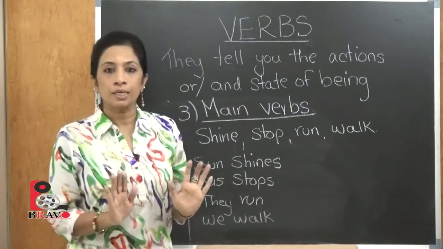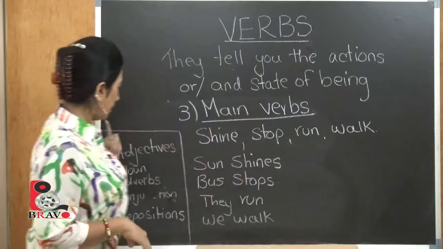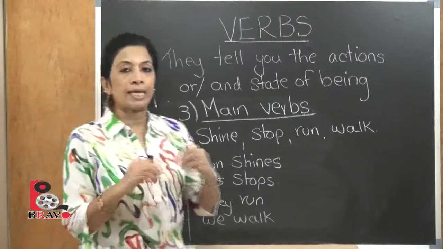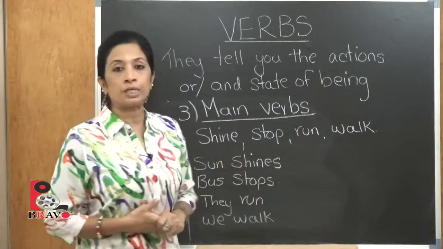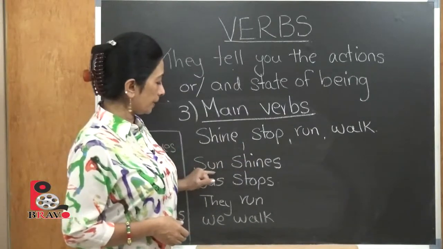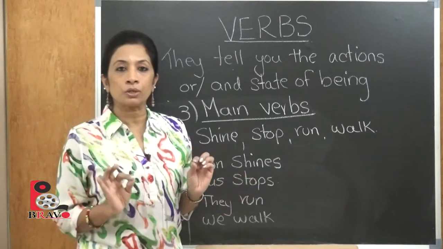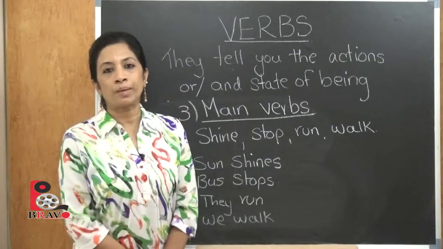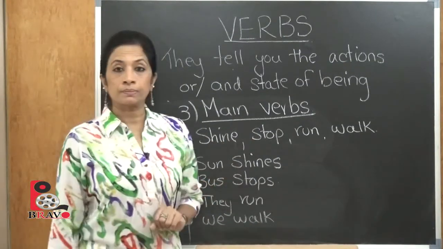Sun shines. You don't need any additional words, any additional adjectives, nouns, adverbs, conjunctions, prepositions, anything added on or any decorative words added on to show the meaning. Just short and simple, it says sun shines. Still it's a sentence, but it's very short without any decorative words added on to make a sentence. Same thing, stop. Bus stops.